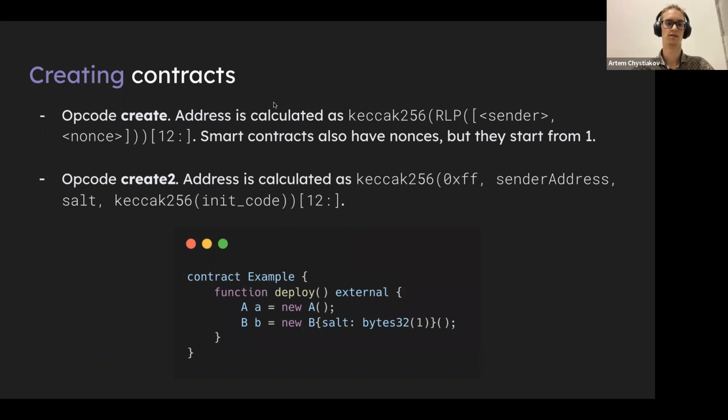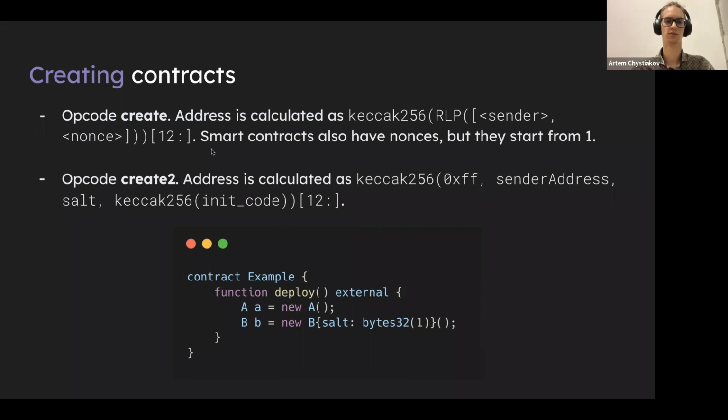If you're using the create opcode, then the resulting address after the creation will be the keccak256 of the RLP encoded sender, which here is our example contract, and the nonce of this contract. And we are taking the last 20 bytes of the hash, so here we are slicing off the first 12.